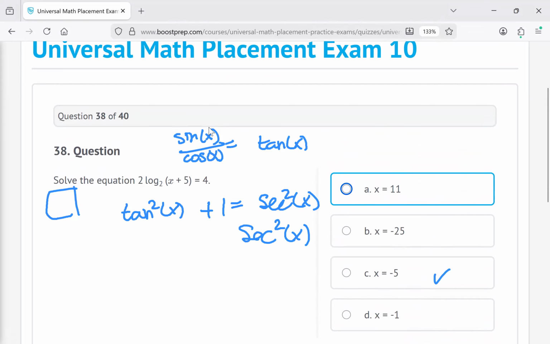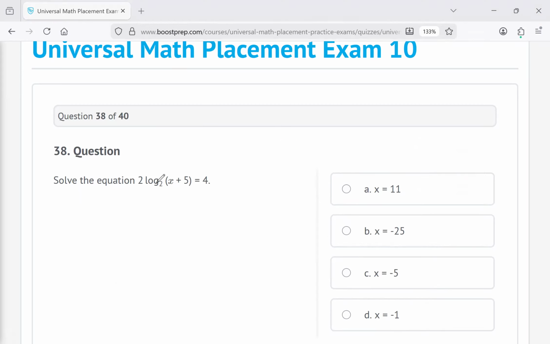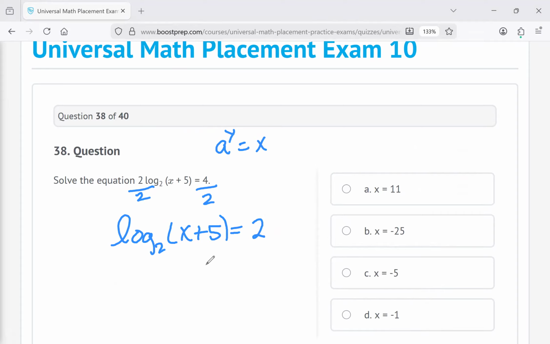Okay, almost there. Two more problems and then we're done. Solve the equation. We have 2 log base 2 of x plus 5 equals 4. So what you want to do is convert this to power form, a to the y equals x. But before I do that, I'm going to divide everything by 2. So I get log base 2 of x plus 5, and then 4 divided by 2 is 2.